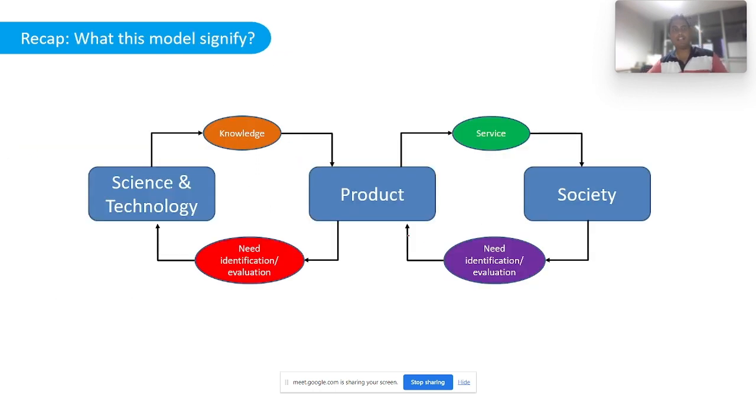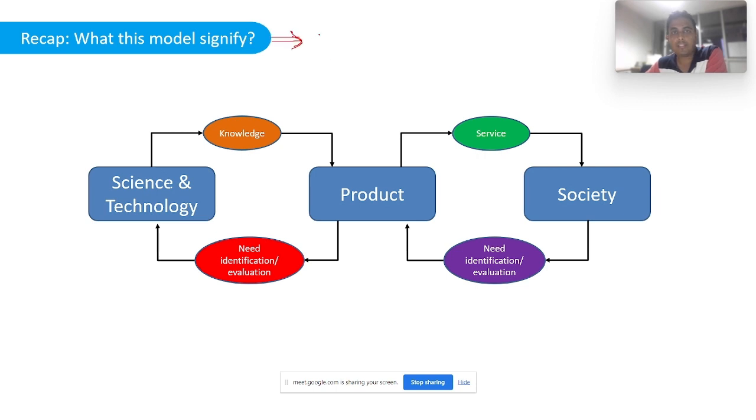So have you seen a diagram like this in lecture videos, lecture one? I guess I saw it in the past pictures. What do you think is the significance of this particular model? What does this diagram signify? It's something about the process of design of a product, I guess.